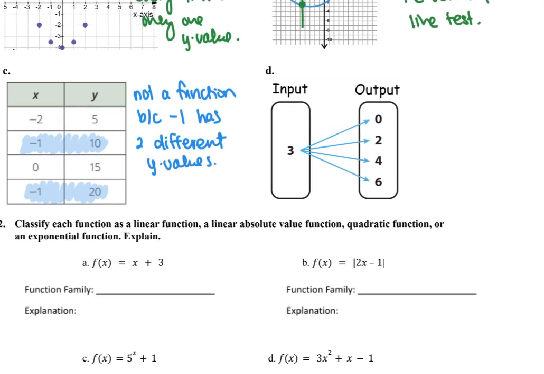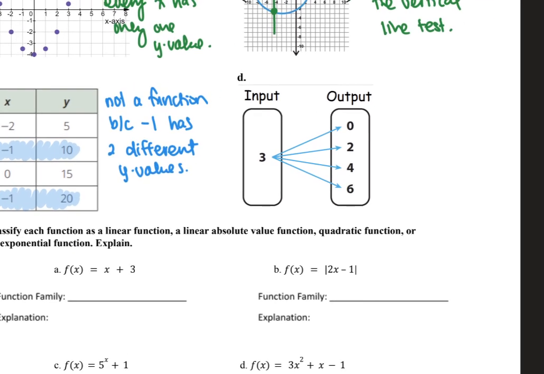All right, let's look at letter D. This is a mapping diagram. Again, we need to check that every input or x value has only one output. As we can see here, 3 is mapping to 4 different y values. So that's a problem, right? So this is definitely not a function. So I'm going to say no, because 3 maps to 4 different y values.